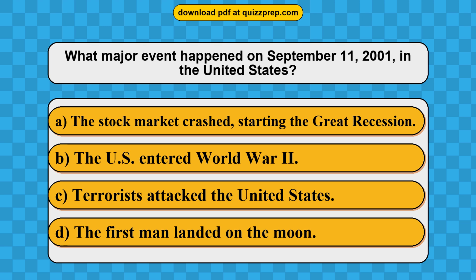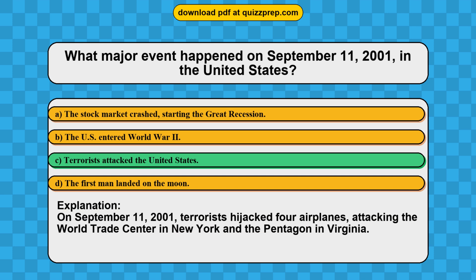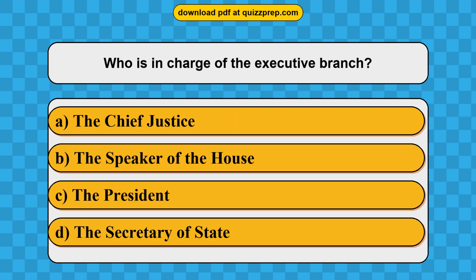Question 34. What major event happened on September 11, 2001, in the United States? Option A, the stock market crashed, starting the Great Recession. Option B, the U.S. entered World War II. Option C, terrorists attacked the United States. Option D, the first man landed on the moon. The correct answer is option C, terrorists attacked the United States. On September 11, 2001, terrorists hijacked 4 airplanes, attacking the World Trade Center in New York and the Pentagon in Virginia.